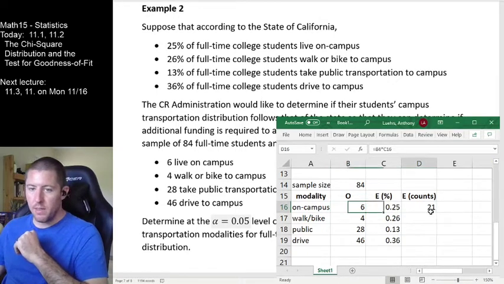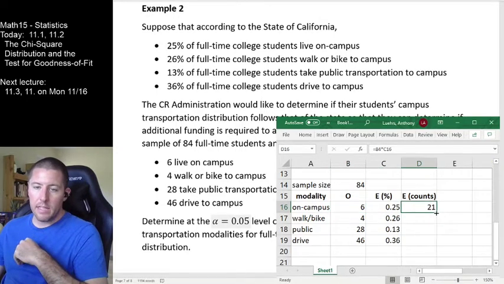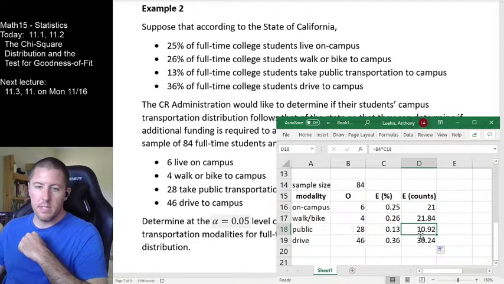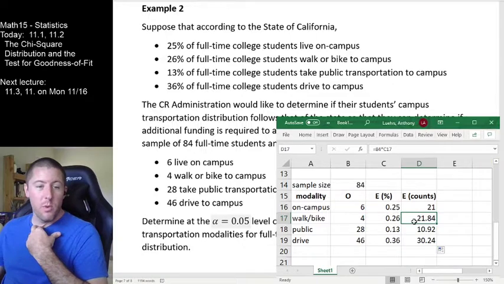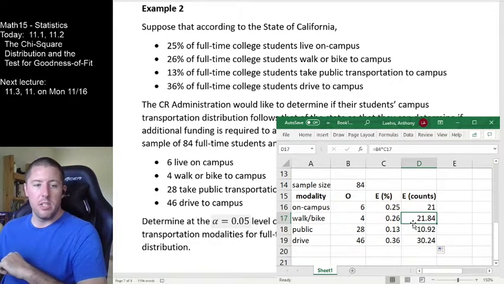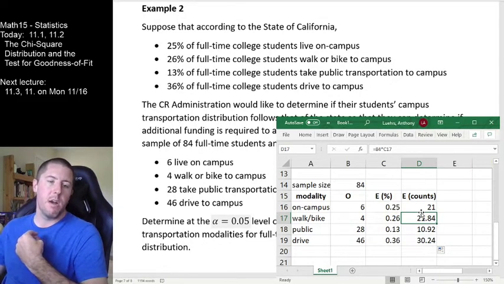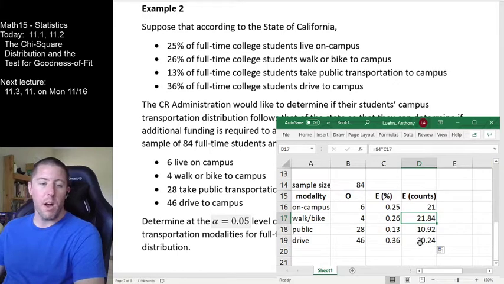Pretty big deviation right there. Again, I can click and drag this out. This should keep my 84 times the appropriate thing. If you're looking up top, you can see that all this is 84 times C17. So it's saying we expected, and now notice, it's certainly the case that I can't have 21.84 people walk or bike to campus, but this is still according to our percentages what we would expect to see. If we did this experiment many times, we'd expect to see on average 21.84 people walking or biking to campus across the state.